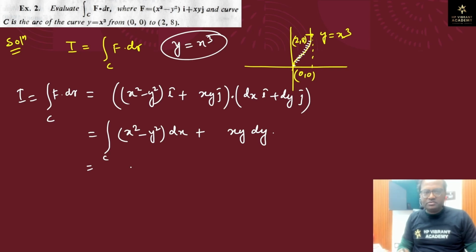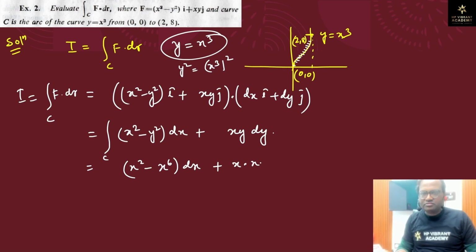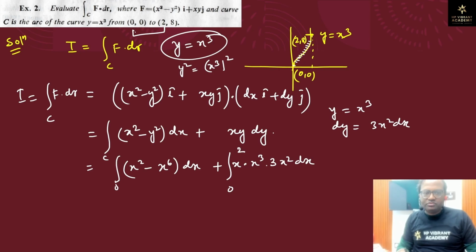We have x square minus the value of y square, which is x cube whole square, that is x to the power 6, into dx plus, let us place the value of y, x times y as x cube into dy. Since y is equal to x cube, dy will be 3x square dx. The limit is x varies from 0 to 2. So this is equal to x cube by 3 minus x to the power 7 by 7.